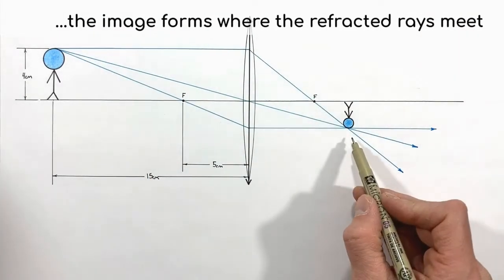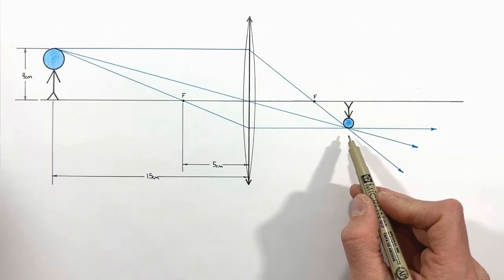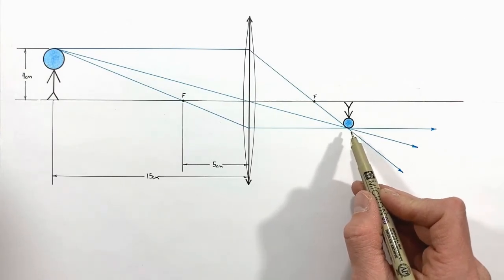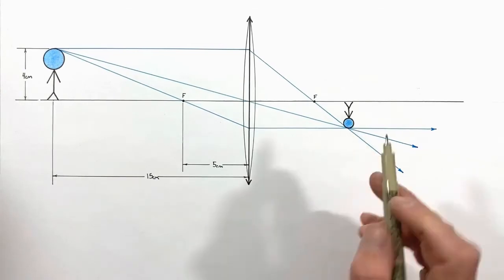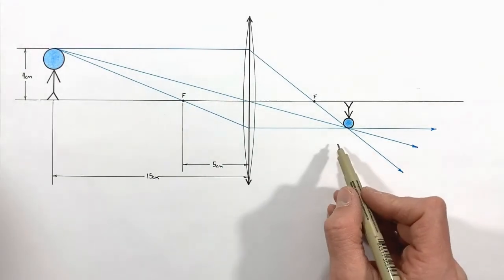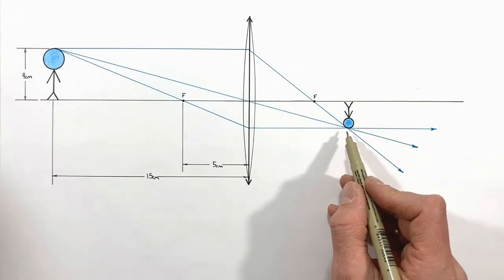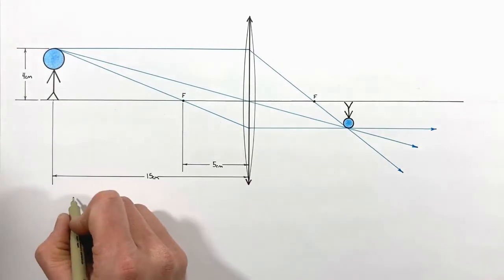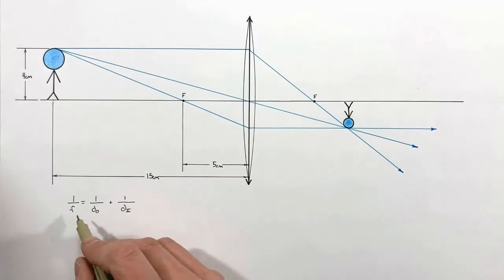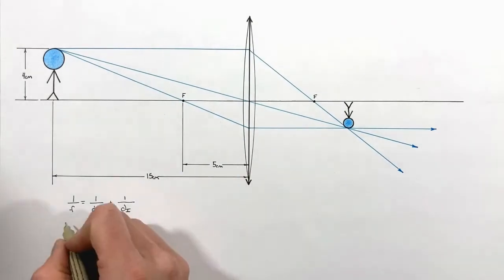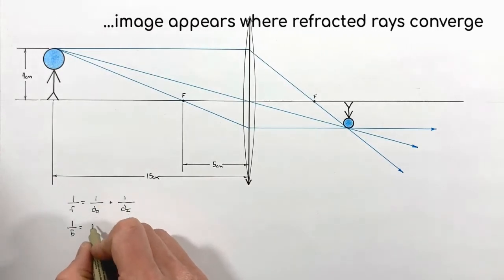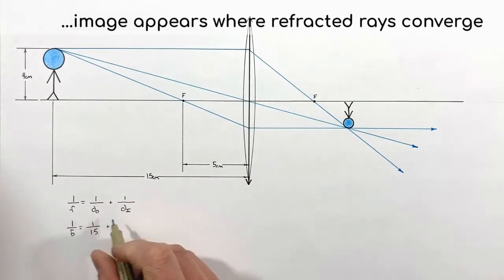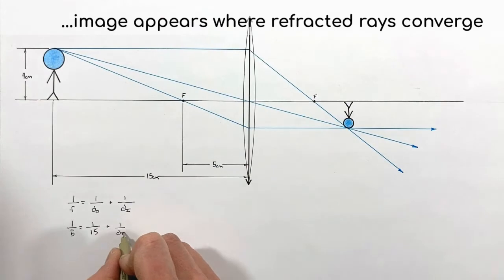Now that we've drawn a ray tracing diagram, I want to go through and calculate where this image should be showing up. I also want to work out the magnification and the height of the image. So I'll first use the thin lens equation in order to determine the position of the image. Now in this problem, the focal length is 5 centimeters. The object distance is 15 centimeters. And we're solving for d_i.